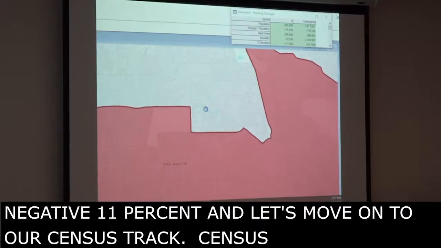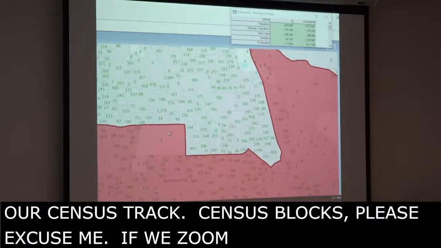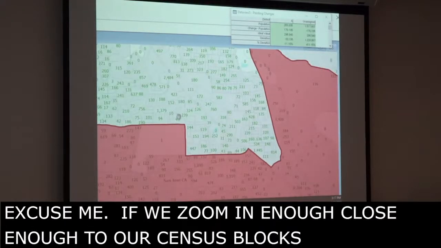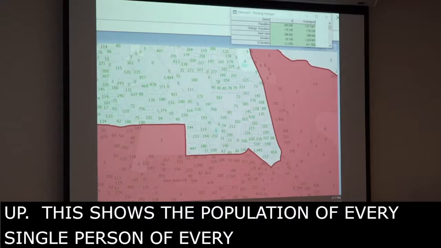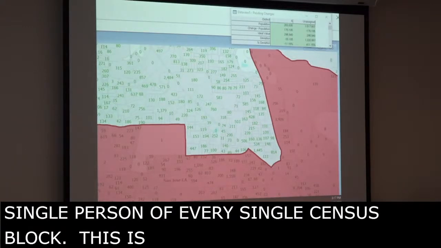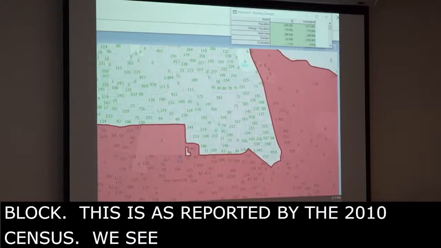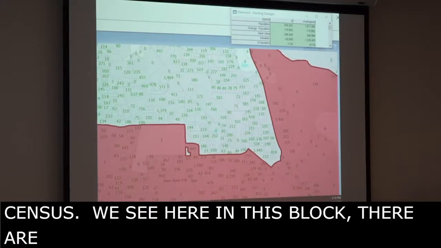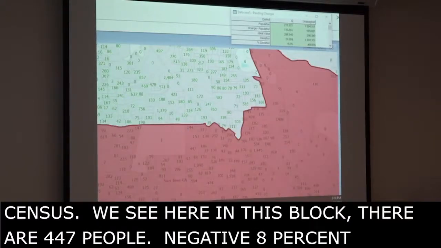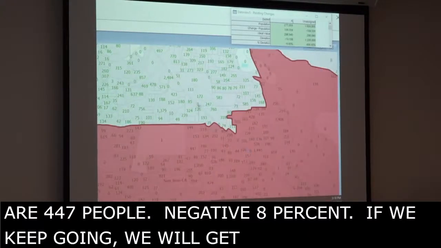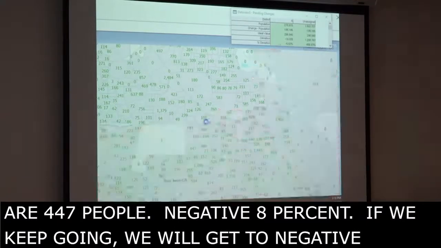And if we zoom in close enough to our census blocks, labels pop up. This shows the population of every single census block, as reported by the 2010 census. We see here in this block, there are 447 people. Negative 8%. And if we keep going, we will get to negative 6%, closer and closer to 0.